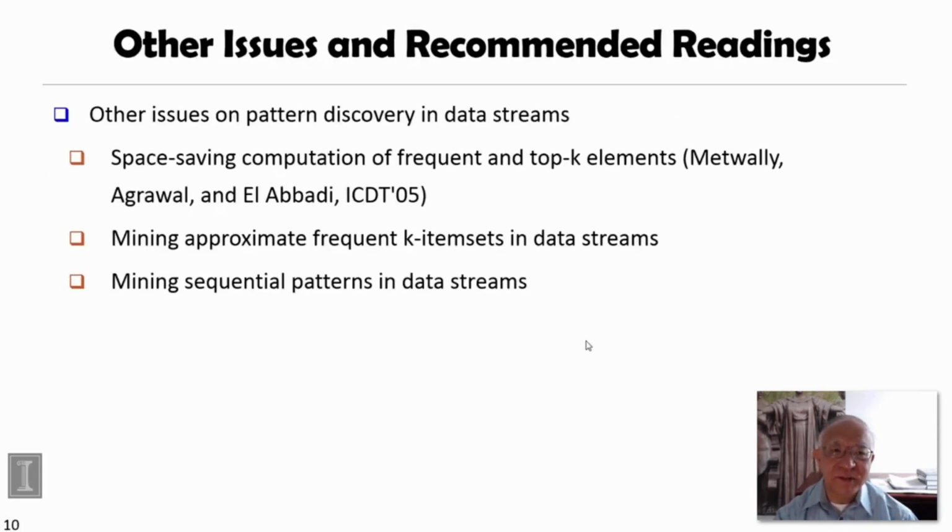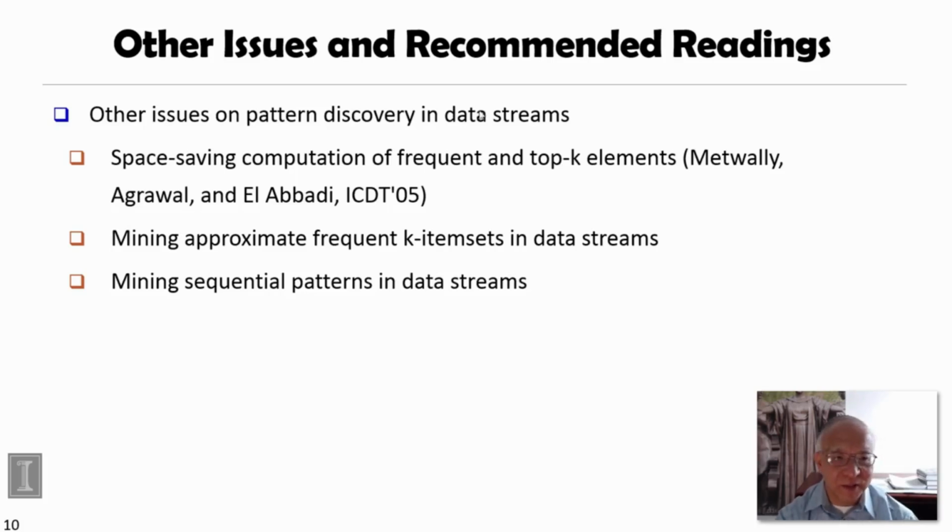Of course, after this, there are lots of studies improving, for example, the lossy counting algorithm. One interesting study is by Metwally in 2005. They do space-saving computation of frequent and top-K elements. The general philosophy is they try to use more memory space. If you really have bigger memory, you don't have to restrict it down to 1 over epsilon as your bucket size.